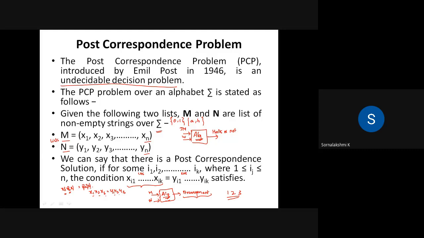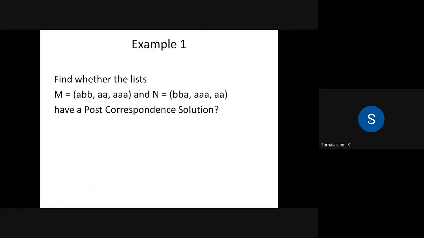So first we'll see an undecidable decision problem called the Post Correspondence Problem. Like we have seen the general definition, I think we can understand more when we see examples. These are over an alphabet A and B. So I have two lists M and N of length 3. M has 3 strings and N has 3 strings, and these strings are built over this alphabet.